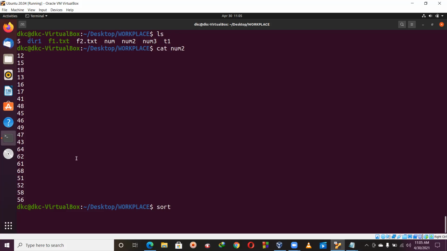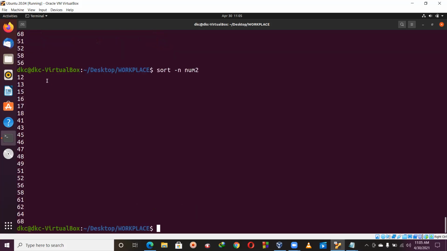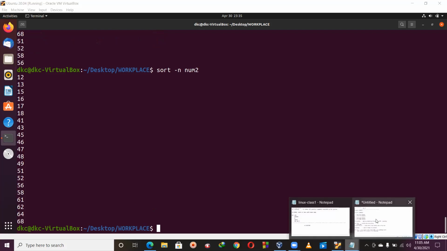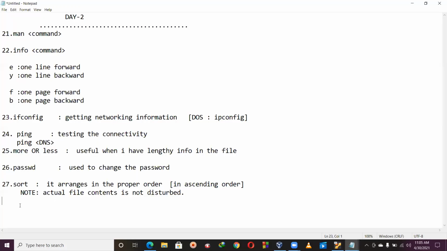Sort. Here I'm writing: sort -n and the file name. Num. What happens? Understand? So when do you have to use the n or without n? Without n for single digit, with n for 2 digit. Sort -n and file name. Okay, this is the syntax.